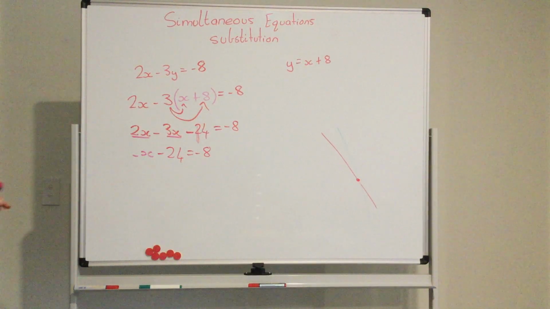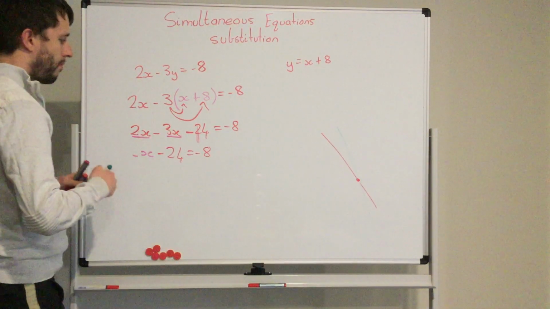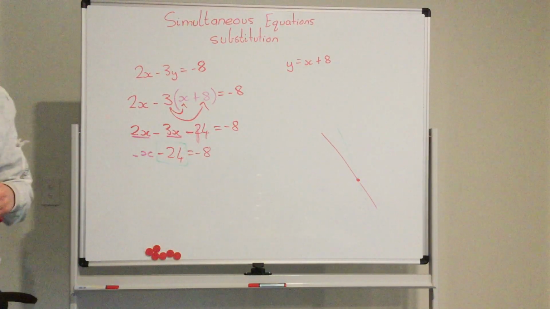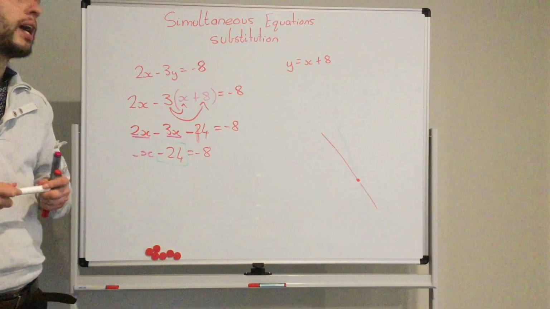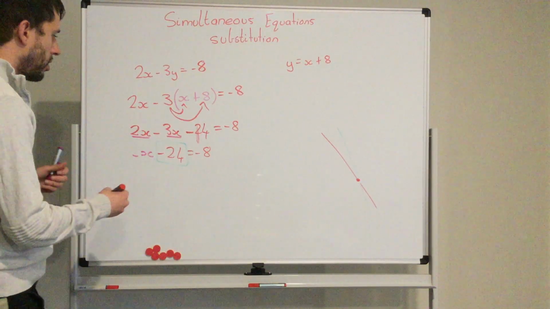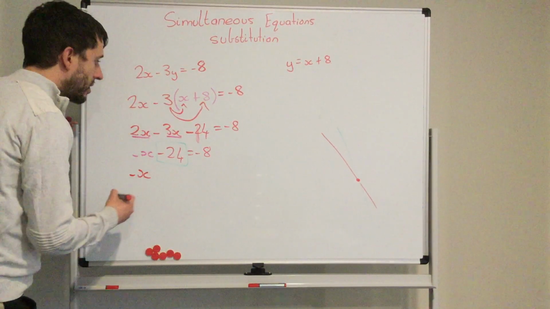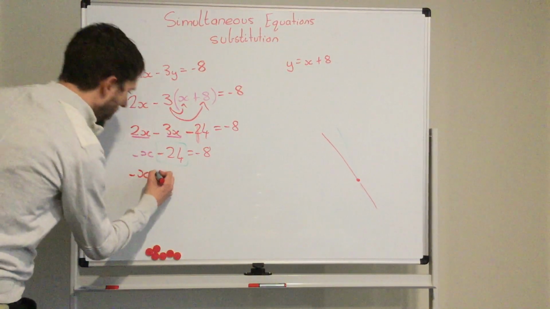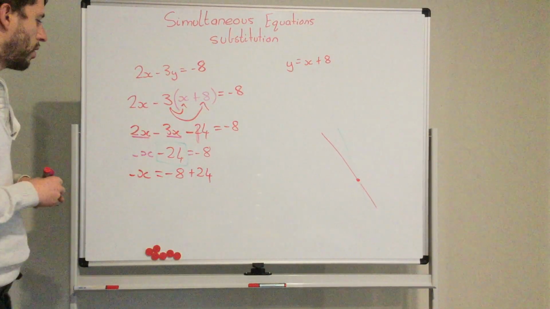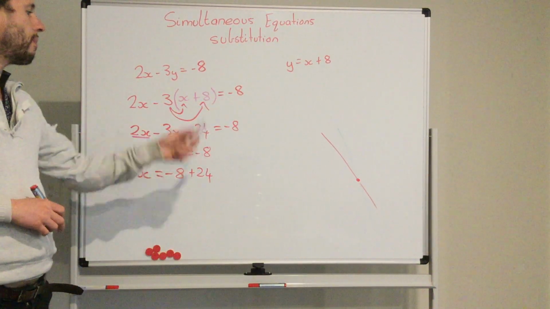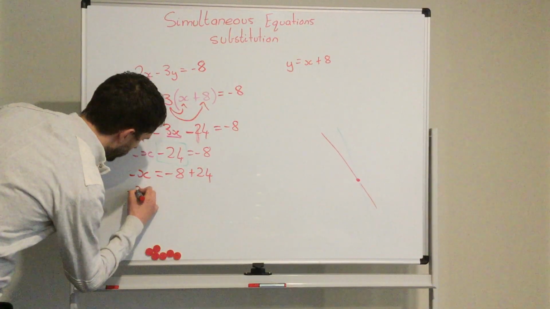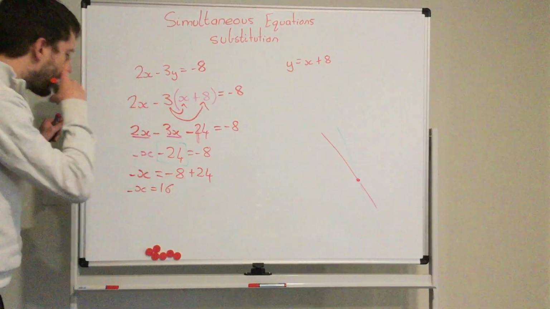So to start off, I'm going to grab my negative 24 and think about, I want it to go onto the other side. So to get rid of negative 24 on this side, I need to add 24. Whatever you do to one side, you do to the other. So negative x plus 24 on this side cancels that out. And then I go negative 8 plus 24 on this side as well. So negative 8 plus 24 equals 16. So negative x equals 16.